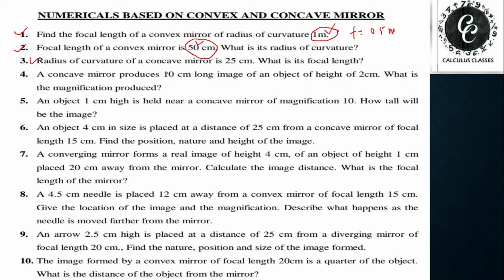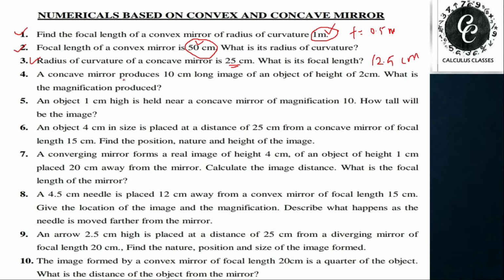And the radius of curvature of a concave mirror is 25 centimeter. What is the focal length? So again the radius of curvature is given as 25 centimeter, so the focal length will be 12.5 centimeter, half. I hope you are understanding this. This is a very easy relationship.